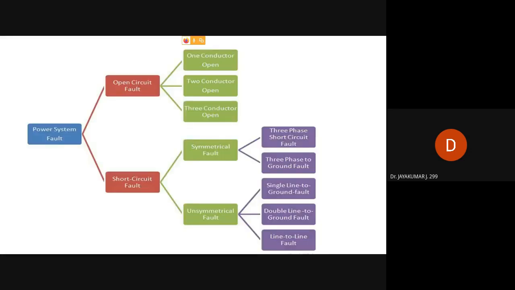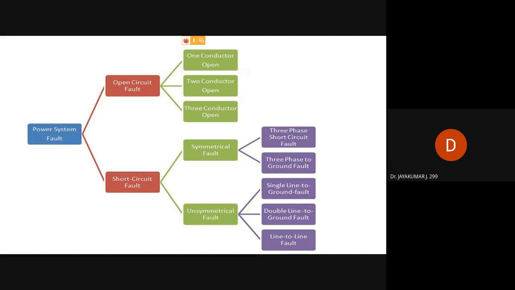Please note down this one. Basically, power system faults are classified into 2 major categories. One is open circuit fault, the second is short circuit fault. Open circuit fault is further classified into 1 conductor open, 2 conductors open, and all 3 conductors open. Short circuit fault is further classified into symmetrical fault and unsymmetrical fault. Symmetrical fault is classified into 3-phase short circuit and 3-phase to ground fault.